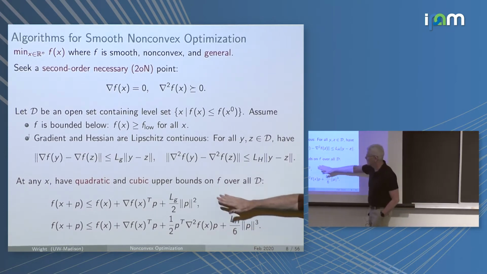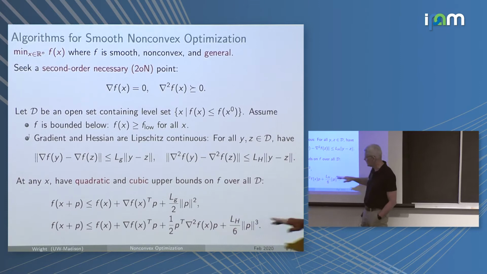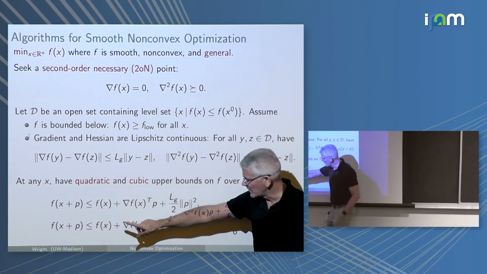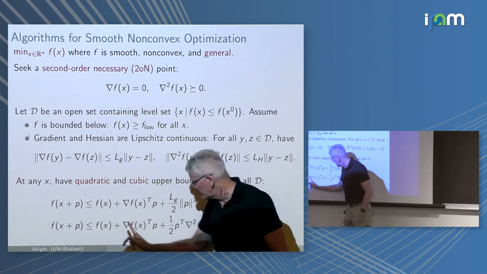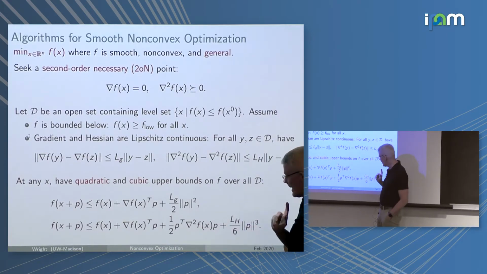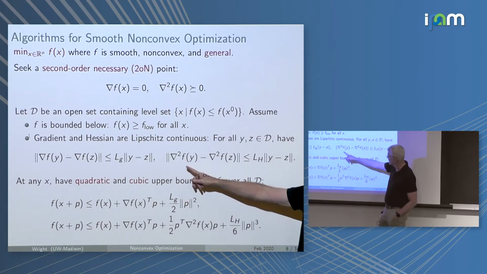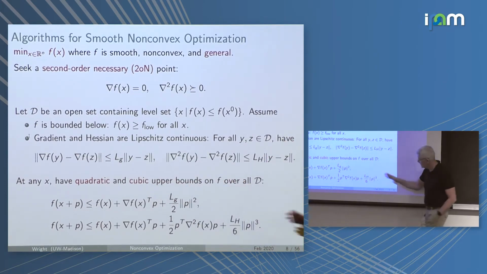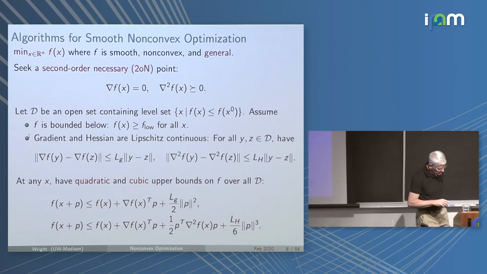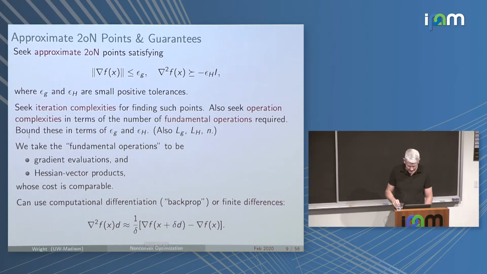And right away you can write down these very useful upper bounds. This is a quadratic, this is a cubic, on f of x plus p in terms of f of x, grad f of x, maybe the Hessian of f at x, and then these terms here, which are very simple terms, but they involve these Lipschitz constants. So these are essential inequalities to use in analyzing these methods.